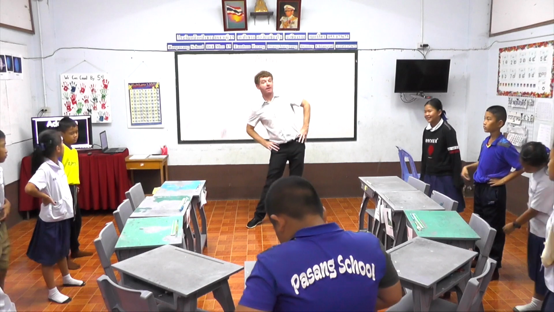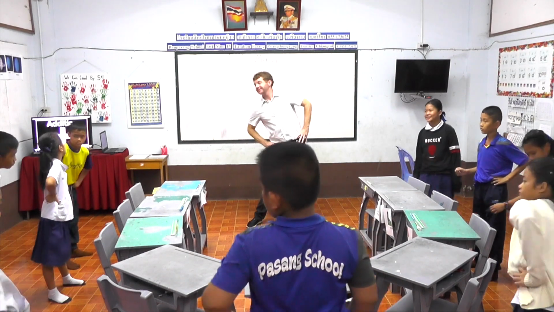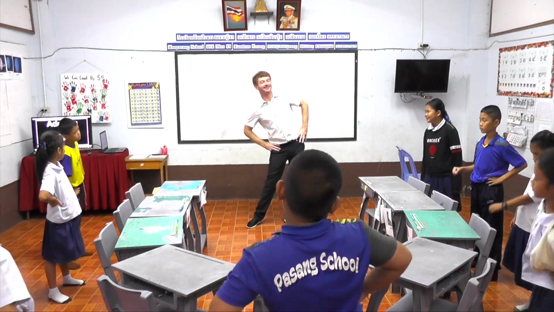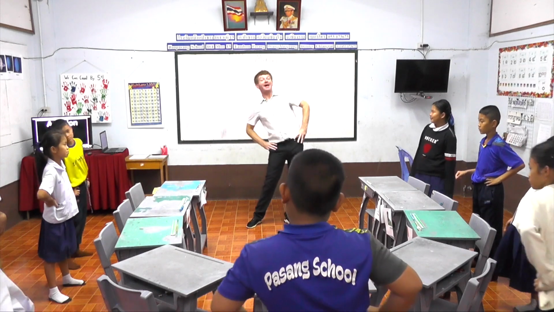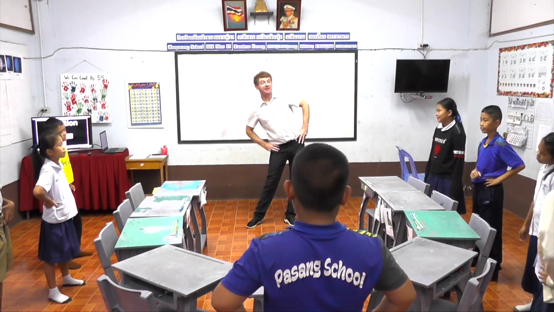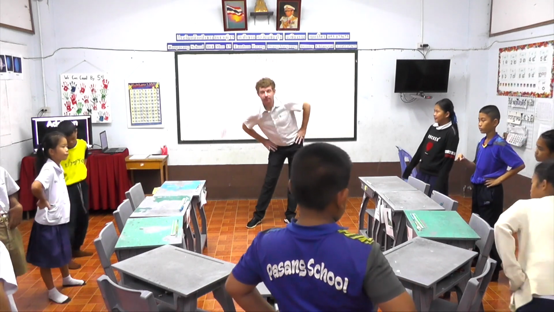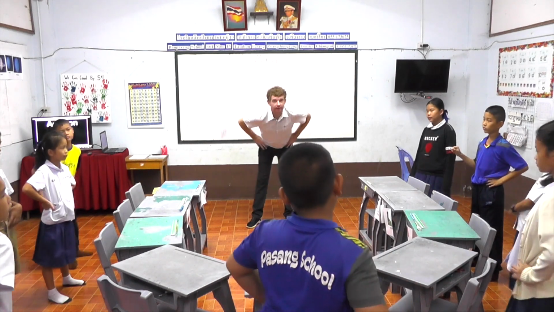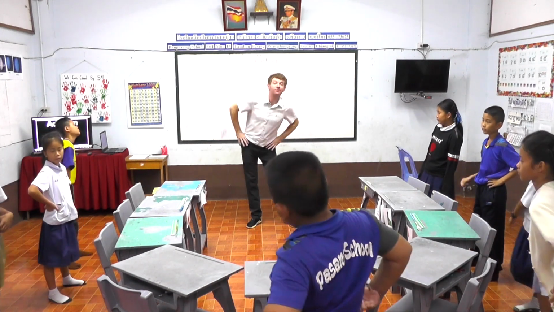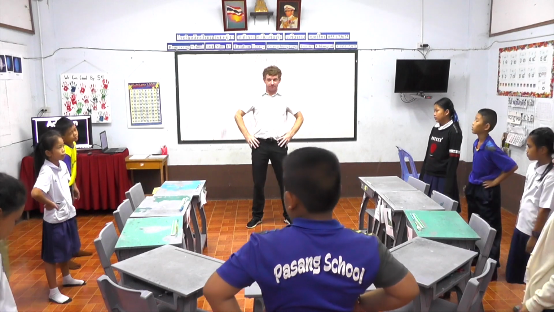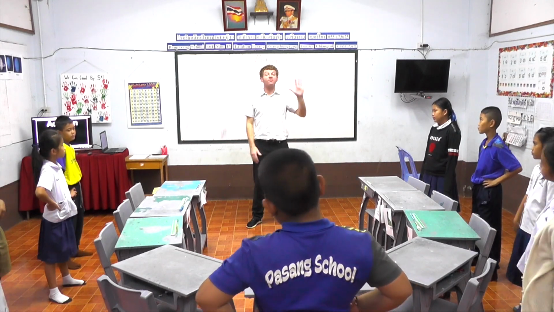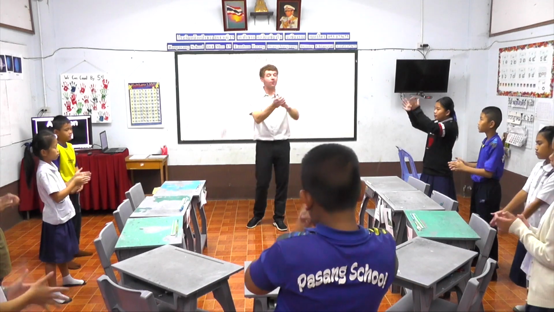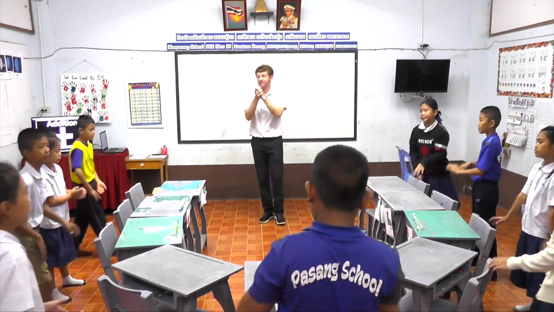Next, we can go round and round. Round and round. And stop. And then back the other way. Let's go round and round the other way. And stop. And to finish, guys, we'll do five claps. One, two, three, four, five.